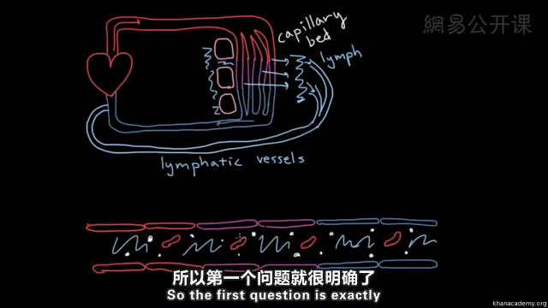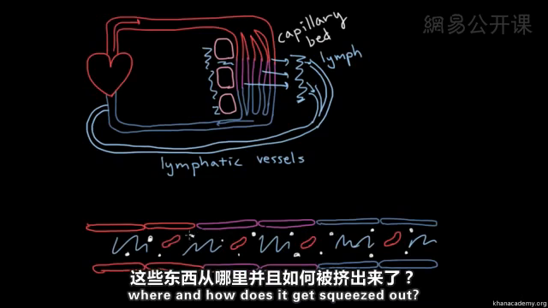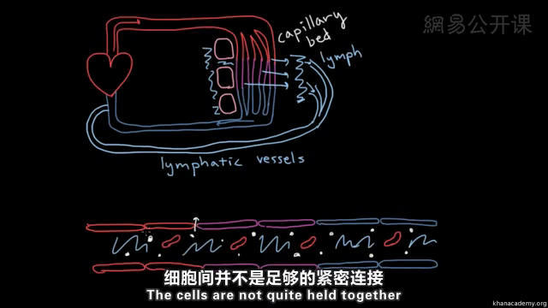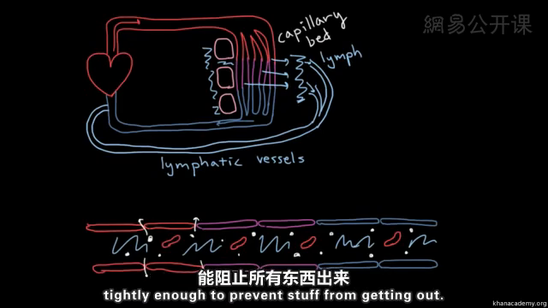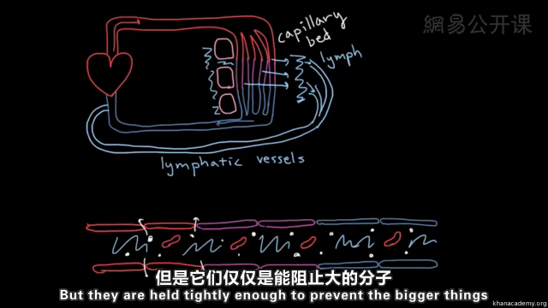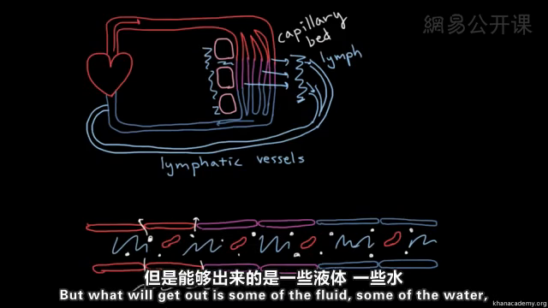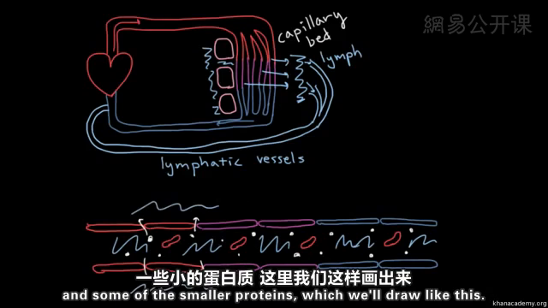So the first question is exactly where and how does it get squeezed out? And the answer is it gets through between the cells. The cells are not quite held together tightly enough to prevent stuff from getting out. But they are held tightly enough to prevent the bigger things from getting out. So the red blood cells and the bigger proteins won't get out. But what will get out is some of the fluid, some of the water, and some of the smaller proteins, which we'll draw like this.